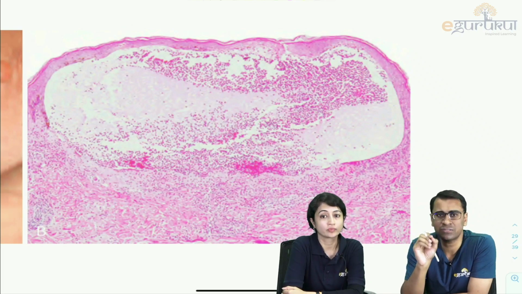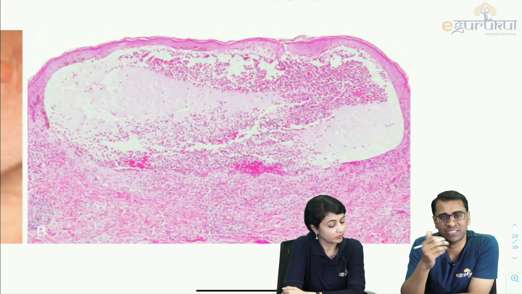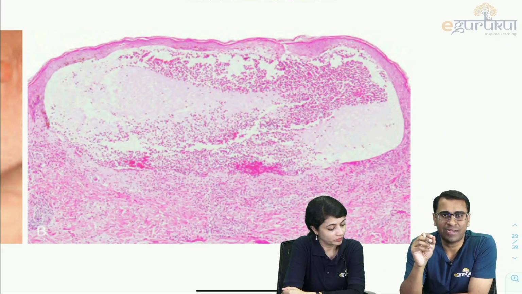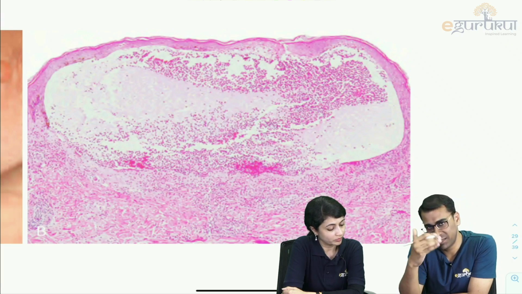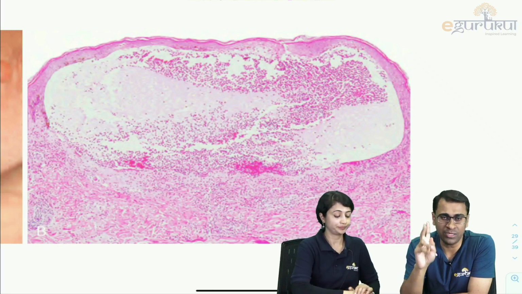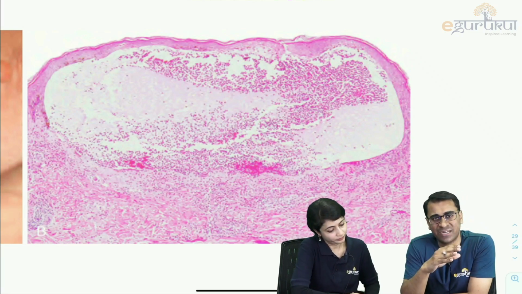Now, just to prove these facts together, we have to do one more test. It is called the indirect immunofluorescence test. The basic idea of doing that test is to look at what type of antibody is being produced, and more importantly, where the antibody is getting deposited. Two things, okay? Which type of antibody and where it's getting deposited.